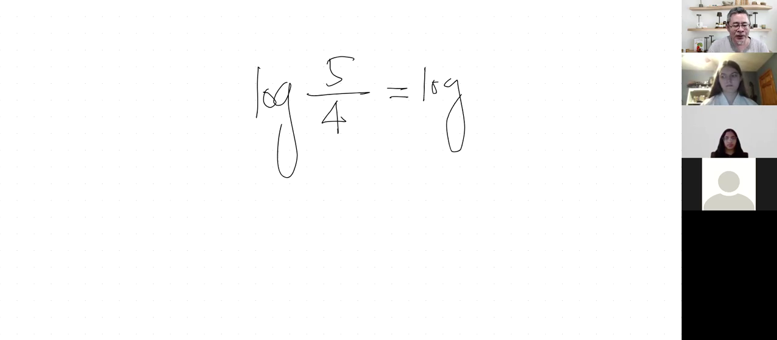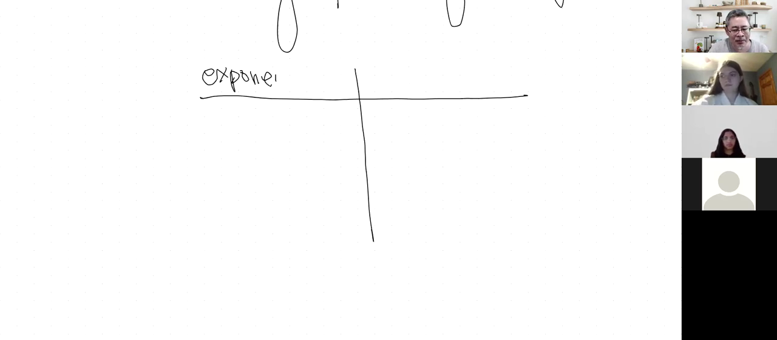Yeah. So I'm going to write the rule for exponent and the rule for logarithm, and you can make a comparison. That's exponent and logarithm. Remember, a logarithm is basically just the exponent.